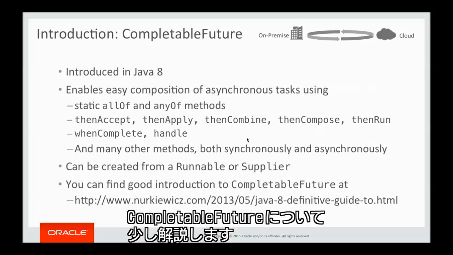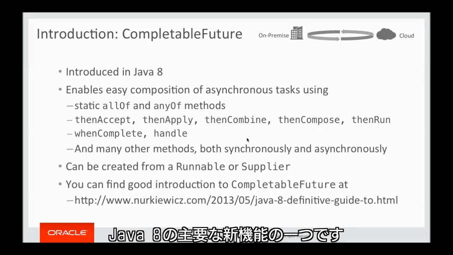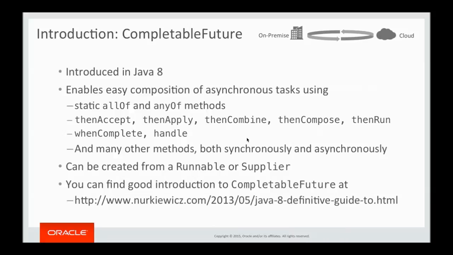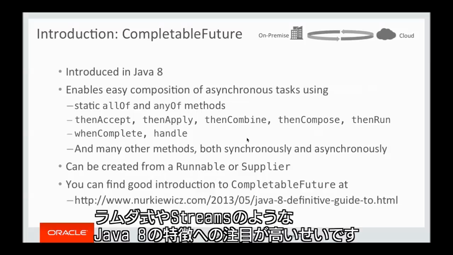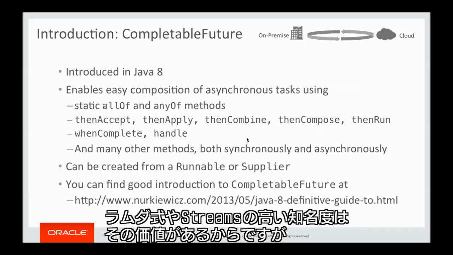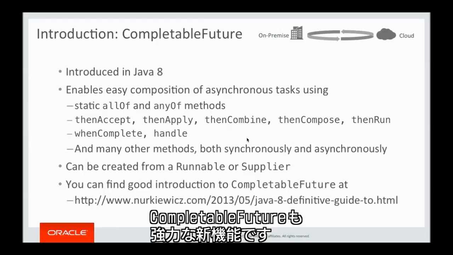So let's talk about CompletableFuture for a second. If you're not familiar with it, it is one of the major new features of Java 8 that ended up somewhat under the radar and didn't really receive nearly enough attention, mostly due to the popularity of other Java 8 features such as lambdas and streams. And while the popularity of lambdas and streams is very much deserved, CompletableFuture is also a very powerful new feature.